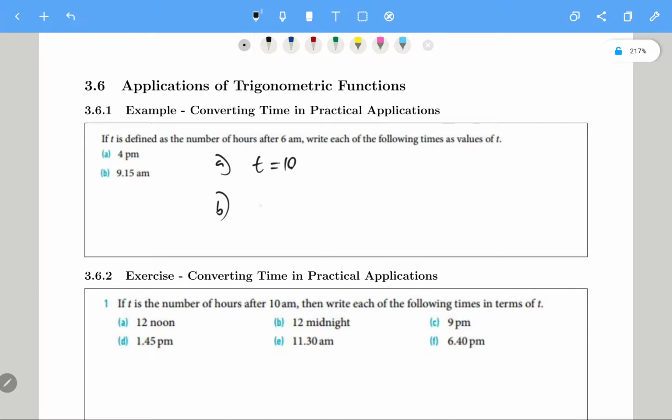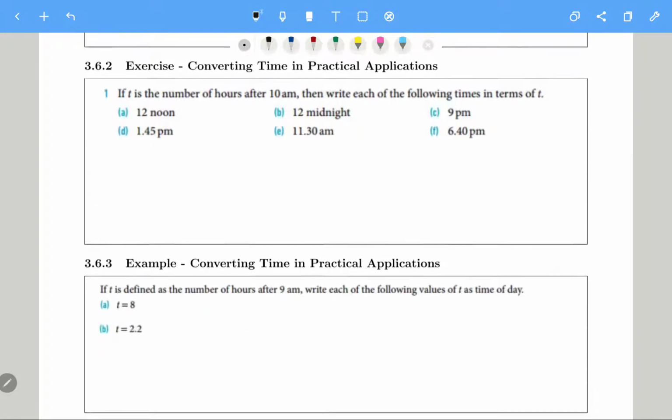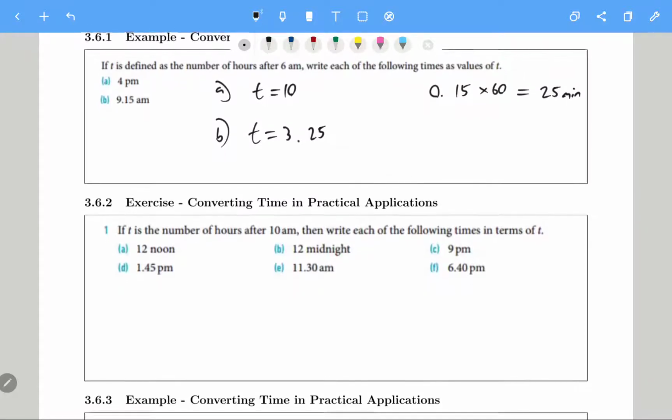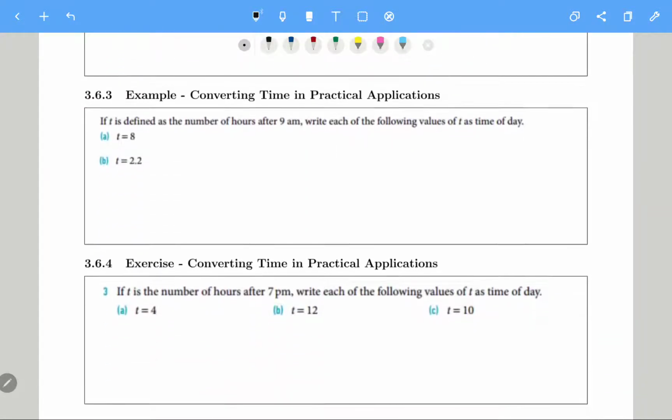9:15 a.m. is 3 hours after, so it'll be 3 point something. In this case, 15 minutes is a quarter of an hour, which is 0.25. Just as a reminder, 0.25 times 60 equals 15 minutes. Alrighty, so let's have a look. There's a few questions underneath if you're interested. Otherwise, let us carry on.